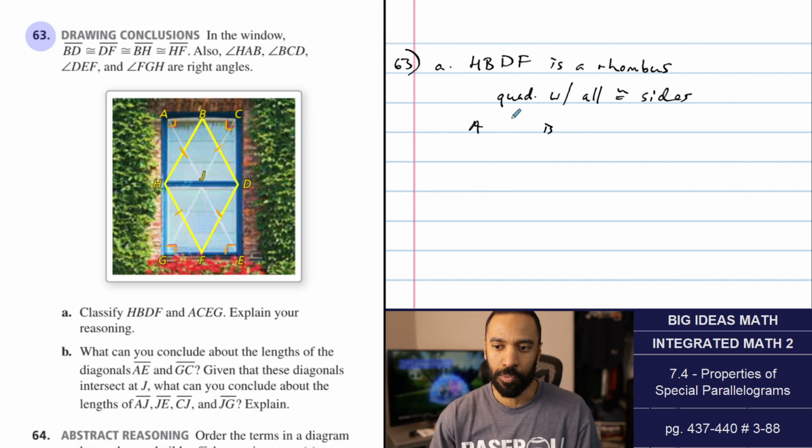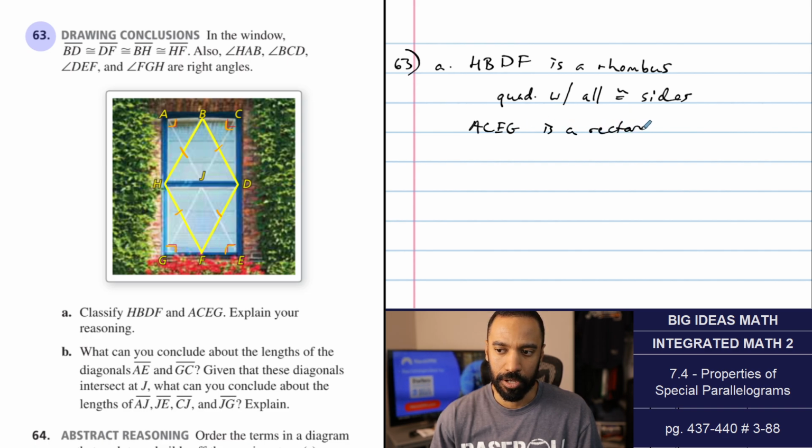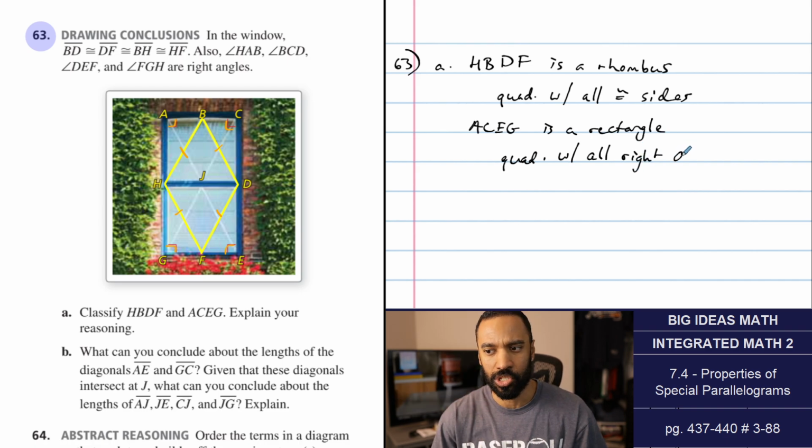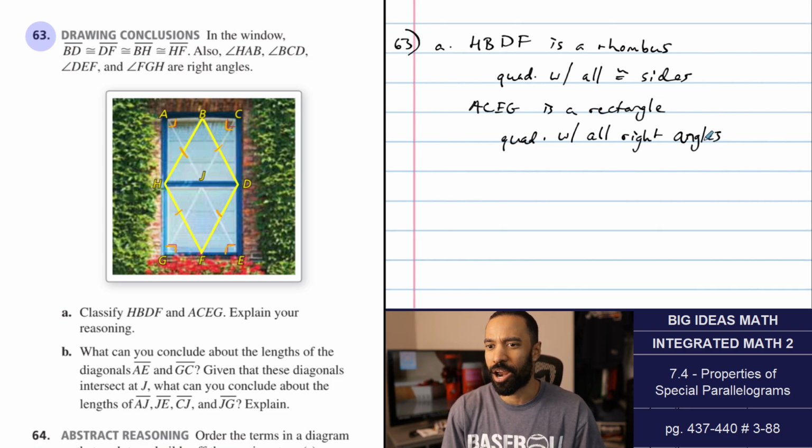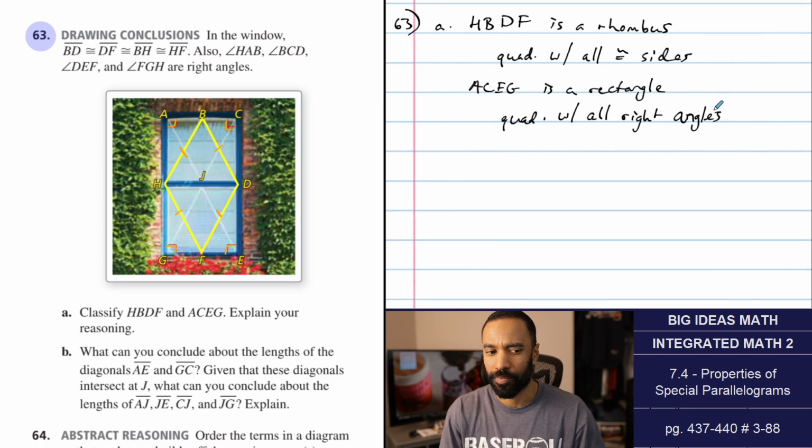I noticed when E wasn't next to A. ACEG is a rectangle. Probably should have typed this. Quadrilateral with all right angles. I think we're getting more into the corollaries. Numbers 61 and 62 really started that stuff. The corollaries, they're not necessarily parallelograms anymore. You know what I mean?